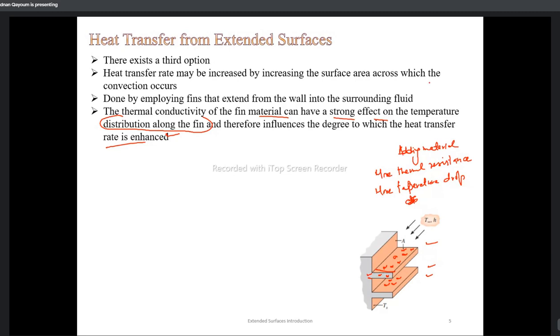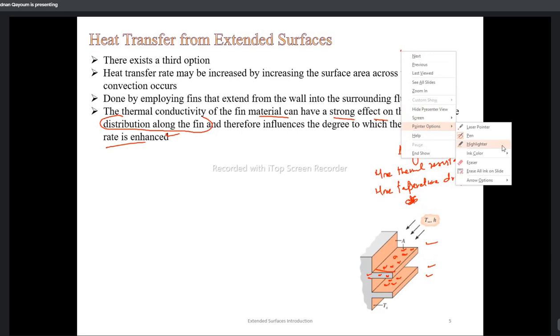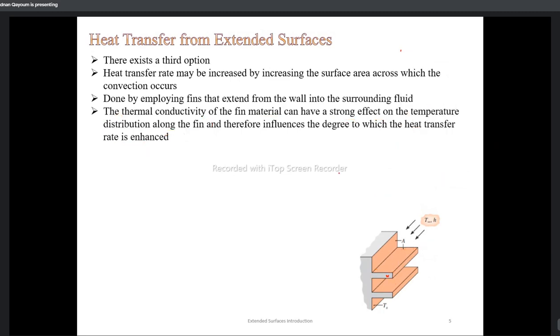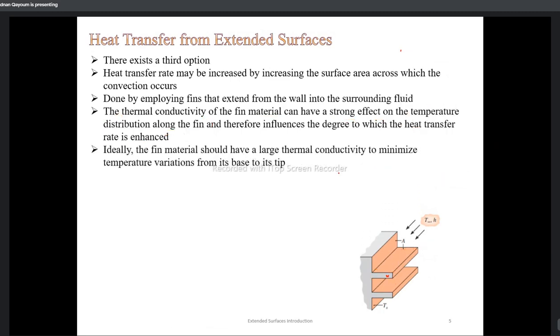It's okay. So you have to just see what are the most ideal cases which you can have. So I'm just trying to tell you now, this is the ideal thing. The fin material should have a large thermal conductivity to minimize temperature variations from base to tip. This is the base. This is the tip.